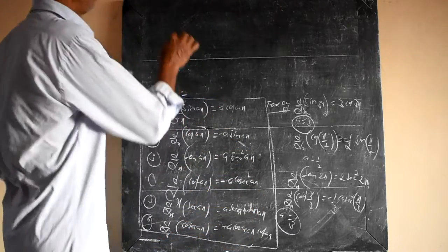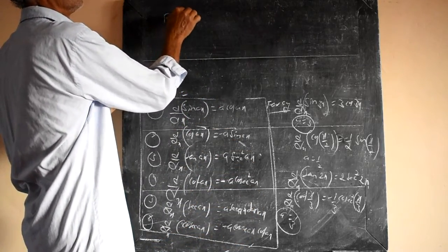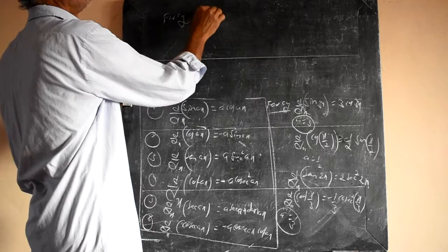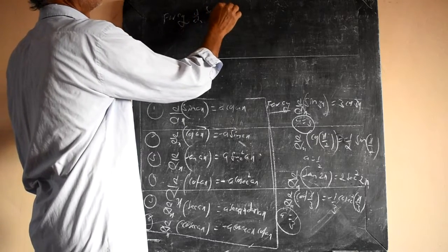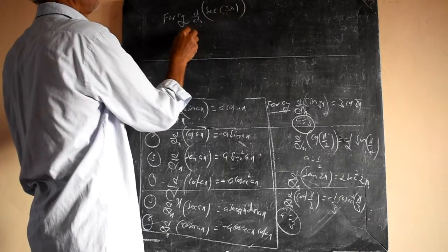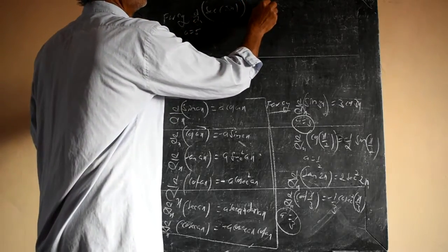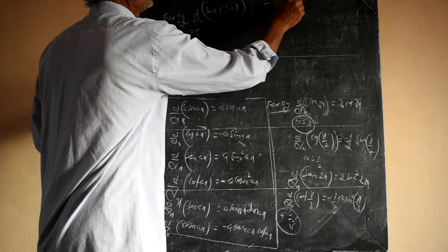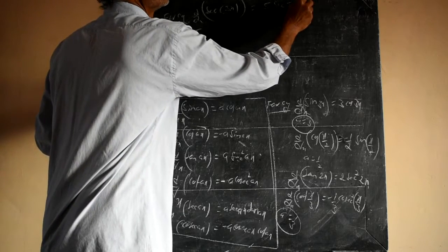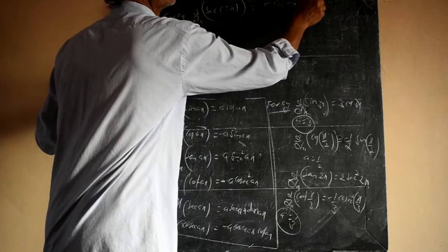For example, d by dx of sec 5x. a is equal to 5, so it is a into sec ax into tan ax, that is 5 into sec 5x into tan 5x. Okay.